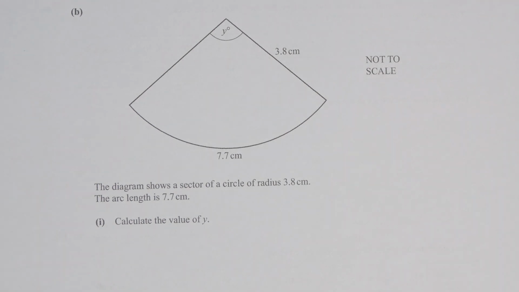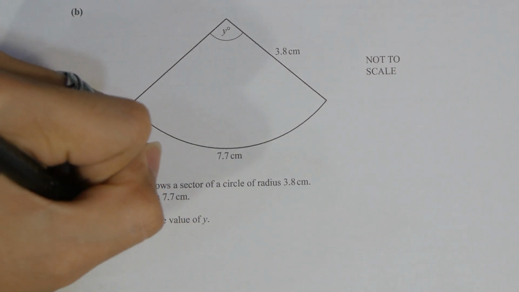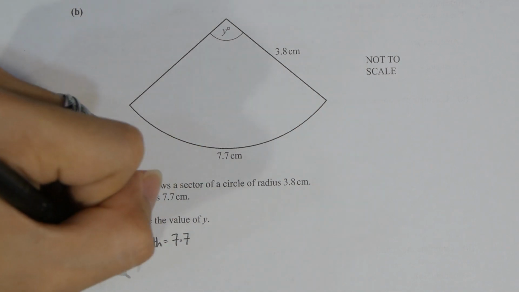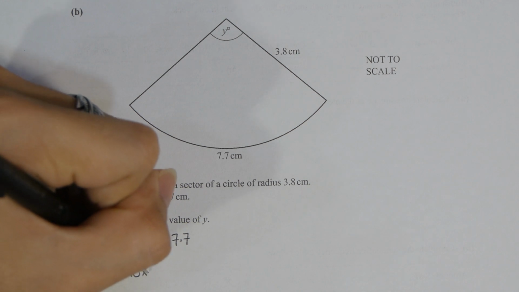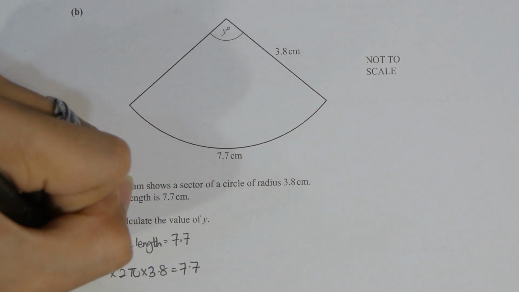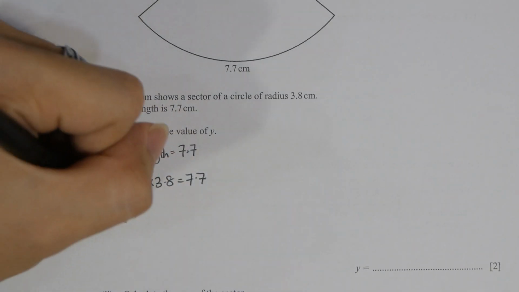Section B, calculate the value of y. Arc length is 7.7, so y over 360 times 2 pi times 3.8, which is our 2 pi r here, equals 7.7. Shift it, then you get 116.1.